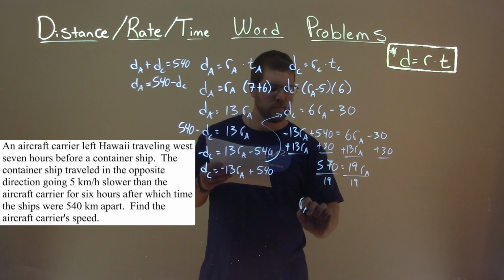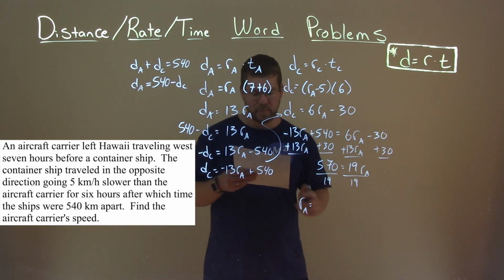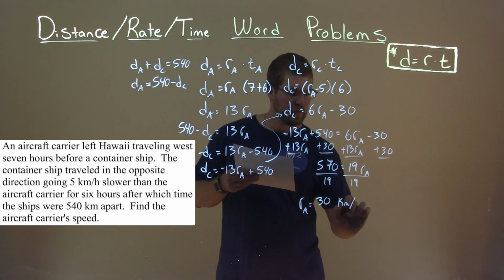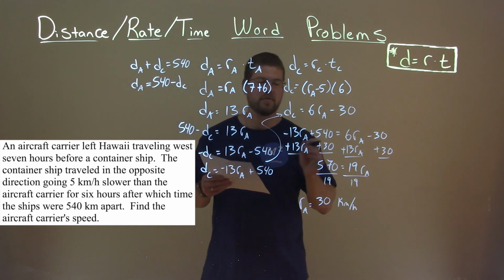And let's put r sub a first. And 570 divided by 19 is 30, and our units is kilometers per hour. And so the aircraft carrier speed is 30 kilometers per hour.